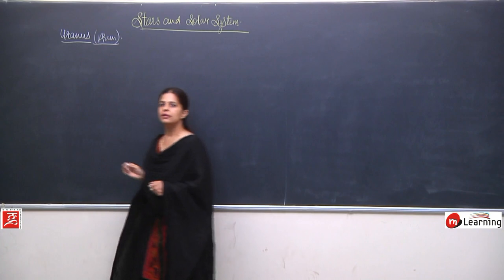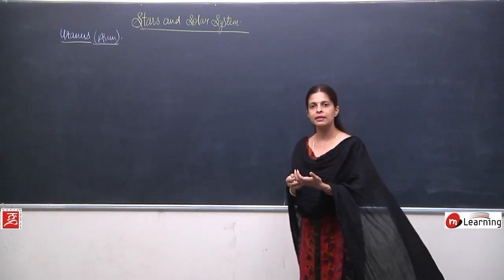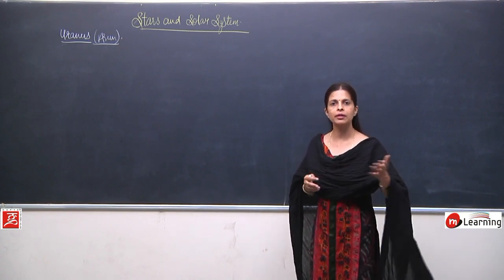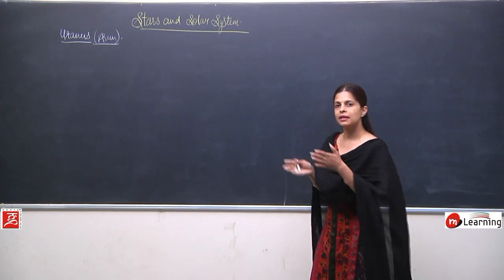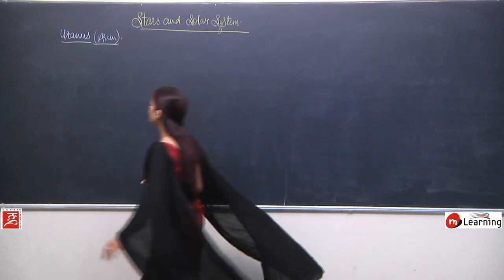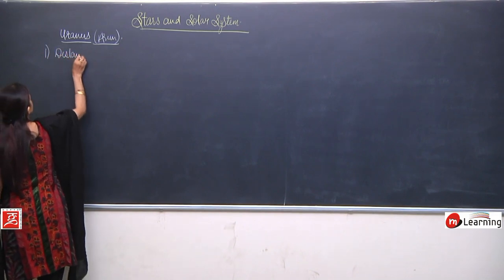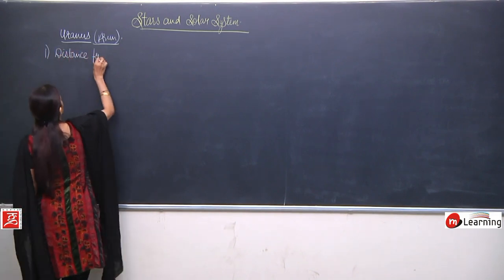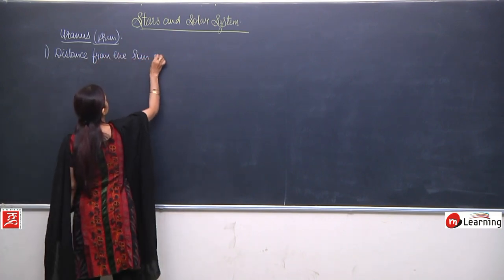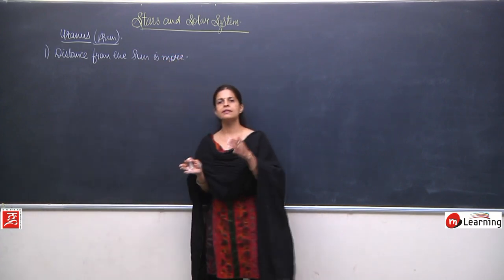Now, this planet is, we can say, the second last planet. So, the distance from the sun is very, very more. That means it is one of the farthest planets from the sun. Distance from the sun is more.